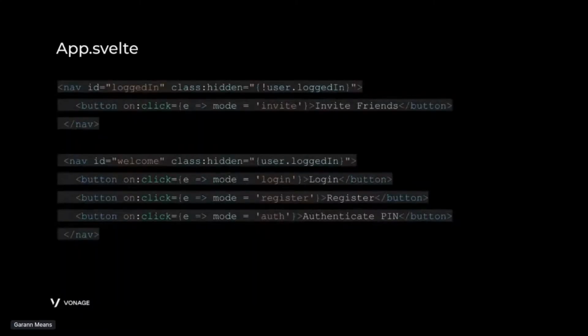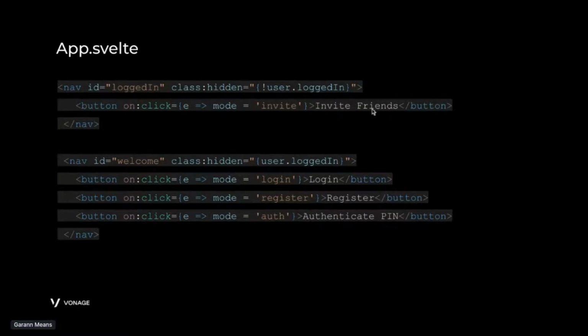So the HTML that we want to put in app.svelte is going to be a series of buttons to enable us to go through these different workflows. So if somebody's already logged in, we'll offer them a button to invite their friends. If they're not logged in, then we will allow them to either log in, register, or authenticate a PIN that they've received. And these are just going to be nav elements with buttons in them.